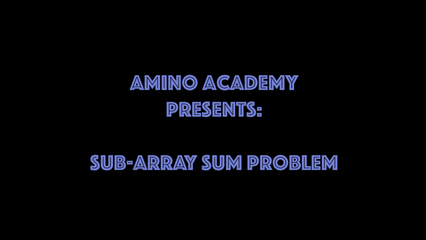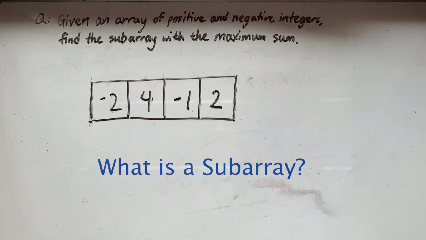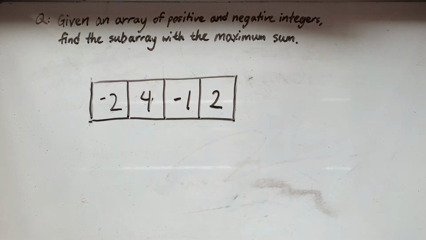Fellow coders. Today we're going to go through an example of a very common type of interview question called the subarray sum problems. The question we have today is, given an array of positive and negative integers, find the subarray with the maximum sum. So the first thing you want to clarify with the interviewer is what is meant by a subarray. And in this case, a subarray means a continuous or contiguous portion of the array.